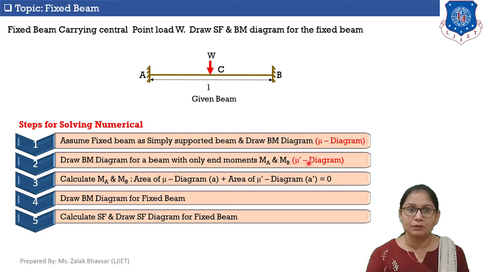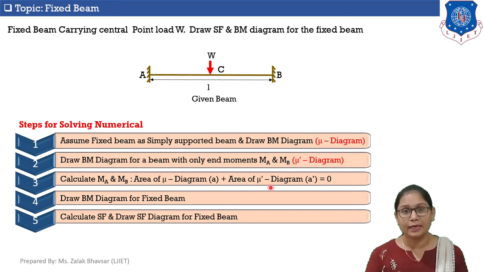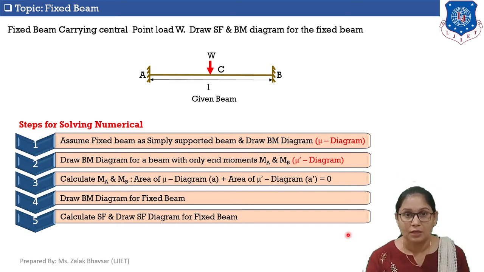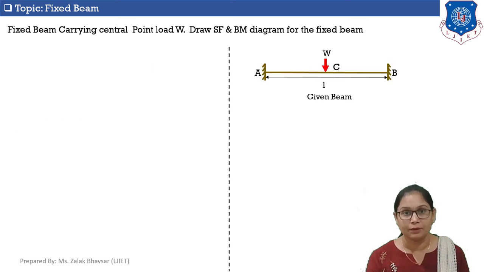In step number 3, we will calculate end moments MA and MB by applying the equation: area of Mu diagram plus area of Mu dash diagram is equal to 0. Now in step number 4, we will draw the bending moment diagram for the fixed beam and then in step number 5, we will calculate shear force and then we will draw the shear force diagram for a fixed beam. So let's start with step number 1.